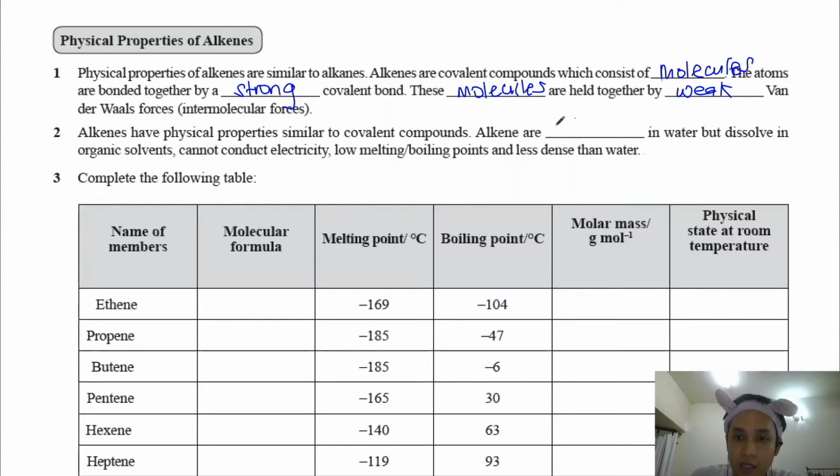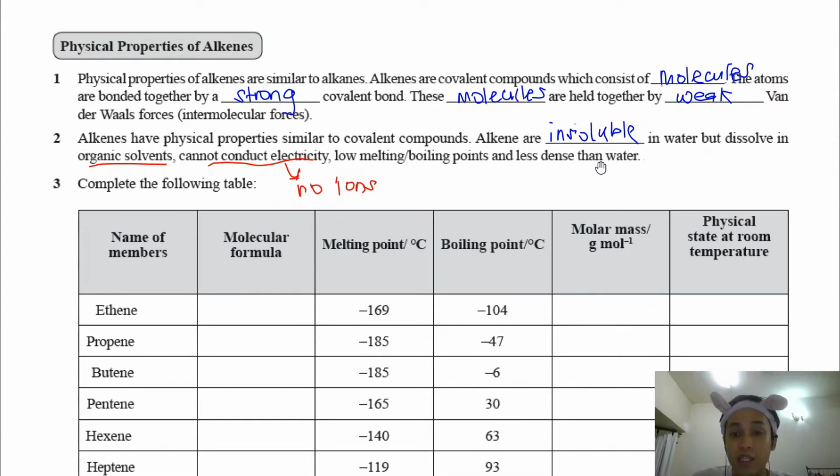Alkenes are also insoluble in water, same as alkane, but they are soluble in organic solvents. They cannot conduct electricity. Why? Because this one is a molecule, so no ions. To be able to conduct electricity you must have ions, but since it's a molecule you don't have ions. They have low melting and boiling points and are less dense than water, meaning if I mix the two, alkene will be on top, water at the bottom.